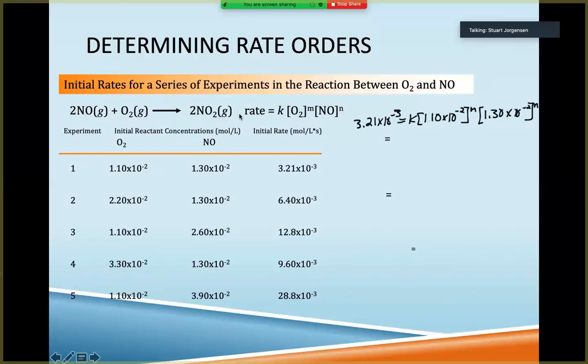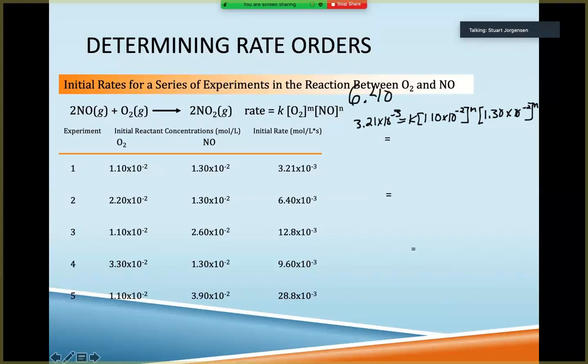And now we can look at trial 2. Well, what do we know in trial 2? If we look, it looks like we have doubled the amount of oxygen. We doubled the amount of oxygen that we used, but we kept the nitrogen monoxide the same. Ooh, that's going to be important. So we know in trial 2, the rate did in fact change.